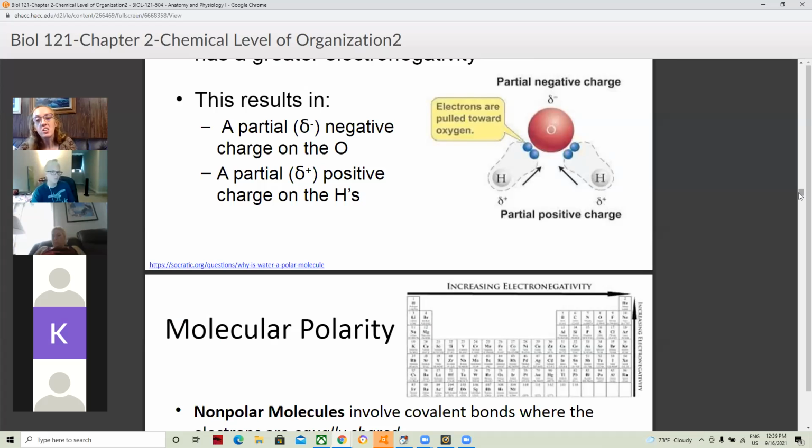So the result is that the oxygen has a partial negative charge on it, and the two hydrogens, because they don't have the negative charge on the electrons balancing them out, are partially positive because they're essentially an exposed proton. The electrons of hydrogen are spending more time around the oxygen. So the oxygen has a partial negative charge. The hydrogens have a partial positive charge.